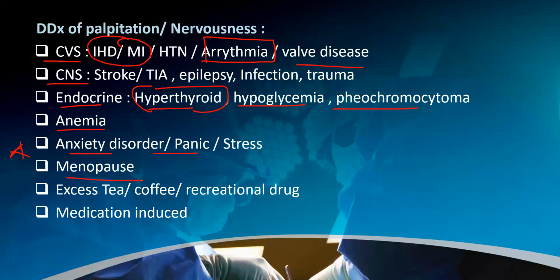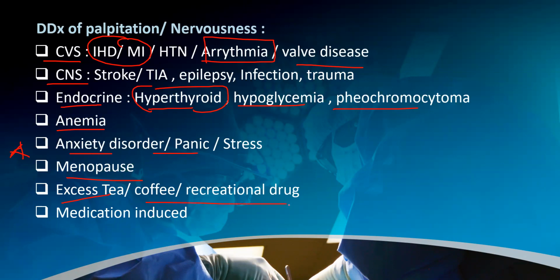If a patient comes to you who is above 40 years old and female, you should always rule out menopause if their symptoms are just palpitation, feeling nervous, sleeping difficulty, feeling hot and sweaty. So you should always rule out perimenopausal symptoms at that time.